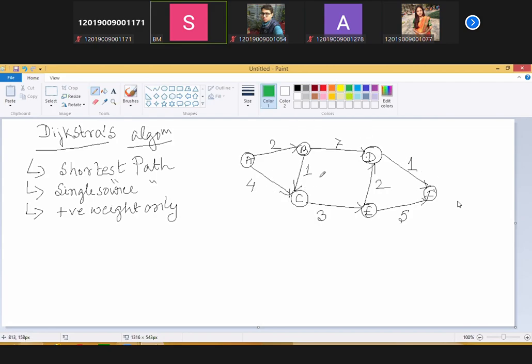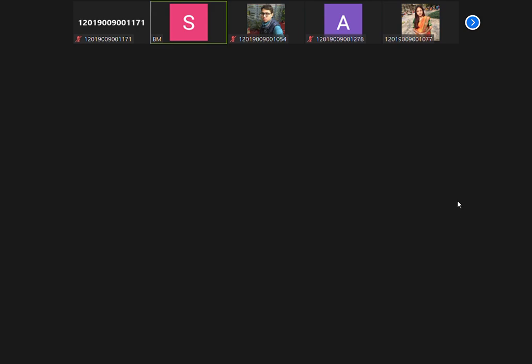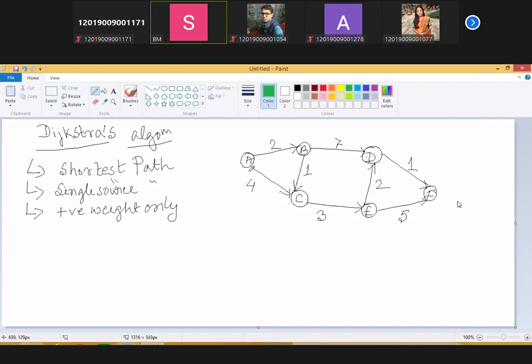Say you need to find the shortest path. From which source you may take, or the problem may be given to you, or maybe you need to do it from any source. So say you are taking A as your source. A as your source. Okay.